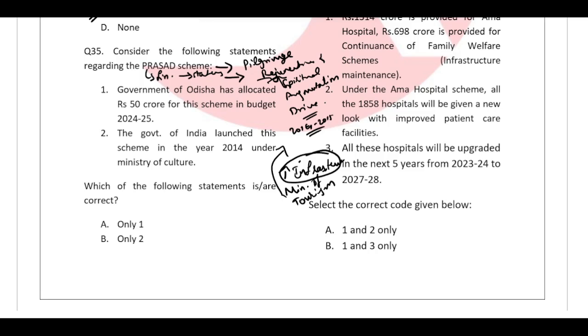Government of Odisha has allocated 50 crore for the scheme in the budget 24-25. Yes, the government of Odisha has indeed allocated so much as per the budget. The government of India launched this scheme in the year 2014 under the Ministry of Culture.